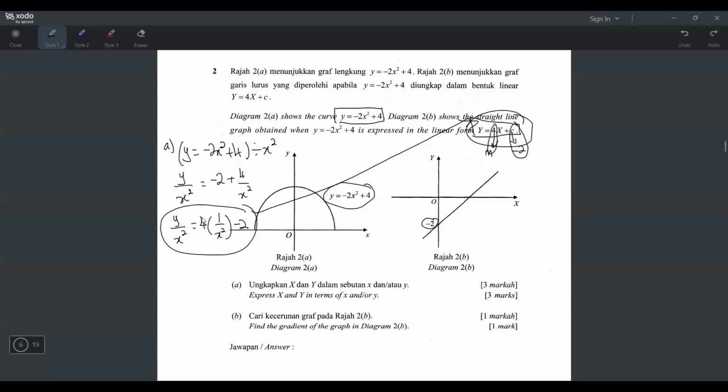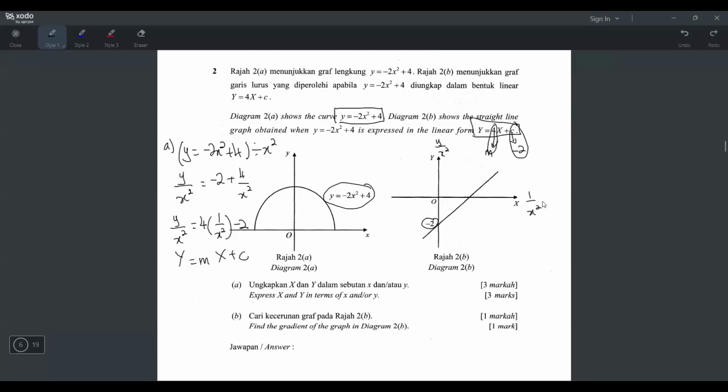And then 4, you see, 4 is the gradient. And then big X is the 1 over x squared. And then the plus C, which is -2, is -2. So you can see it's perfect, right? It really matched with what they want here. So big Y equals mx plus C. So now we already know what's the big Y and the big X. The big Y is actually y over x squared, and the big X is actually 1 over x squared.